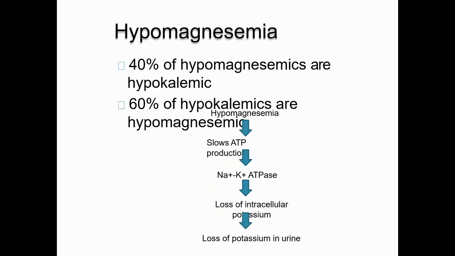So 40% of hypomagnesemics are hypokalemic, and 60% of hypokalemics are hypomagnesemic, so it is directly proportional. The process behind this: hypomagnesemia reduces ATP production, which inhibits the sodium-potassium ATPase, and then there is loss of intracellular potassium and loss of potassium in the urine.